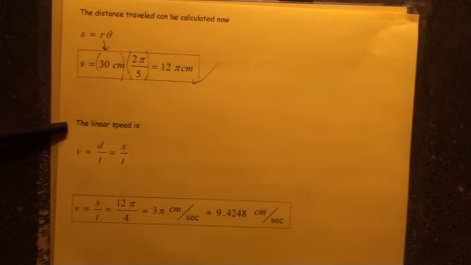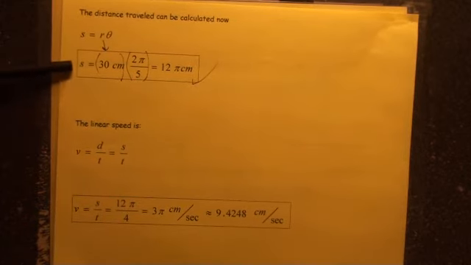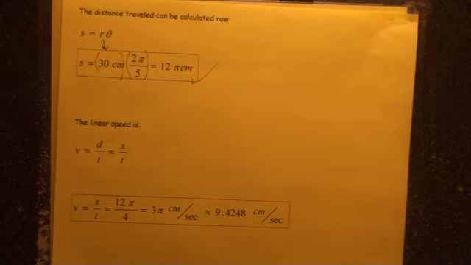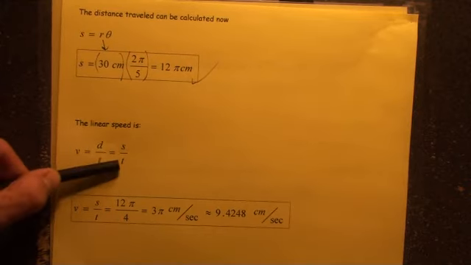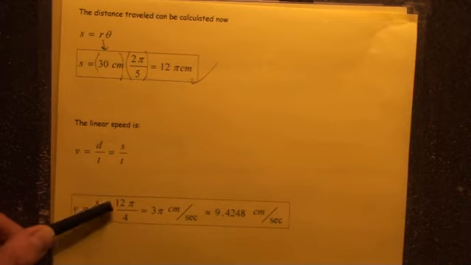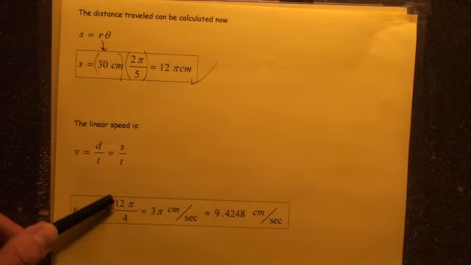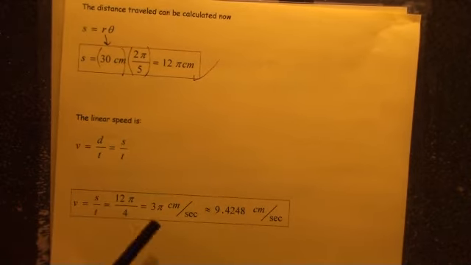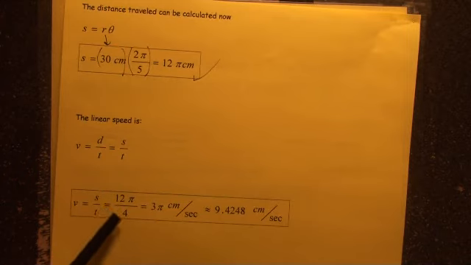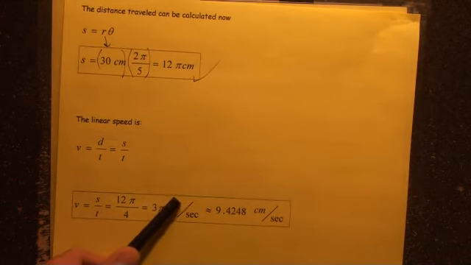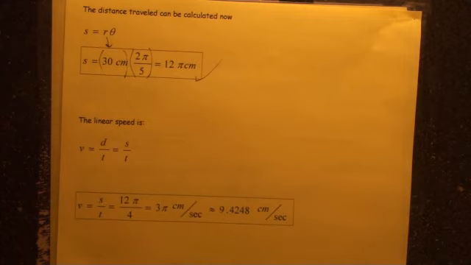Now to find the linear speed. So we're going to take this arc's distance, and we're going to find the speed if it was on a straight line. Okay? And the velocity is equal to distance over time, arc length over time. We know that arc length is 12 pi, time is 4 seconds, 12 divided by 4 is 3, so therefore 3 pi centimeters per second, which is 9.4248 centimeters per second. Good times.